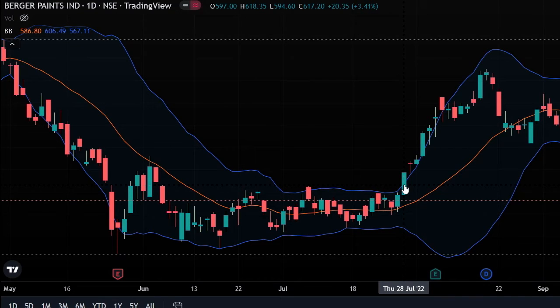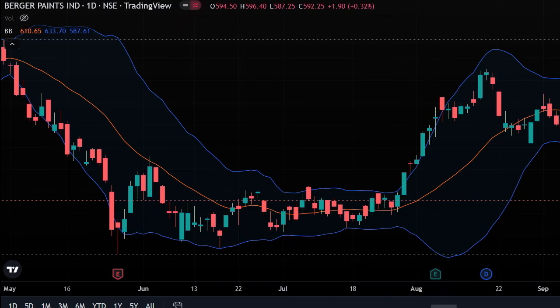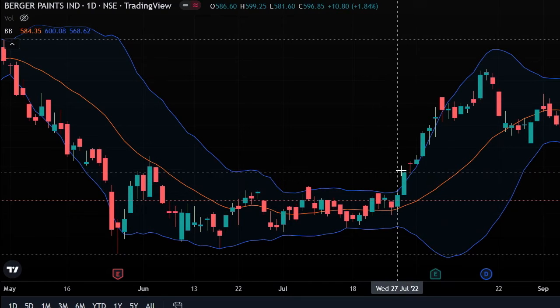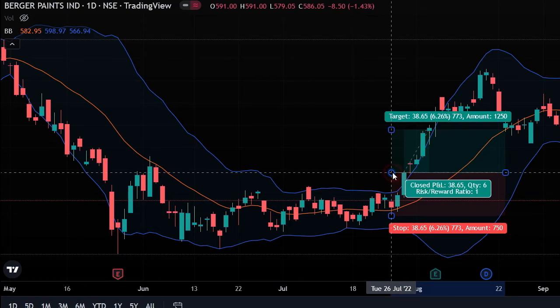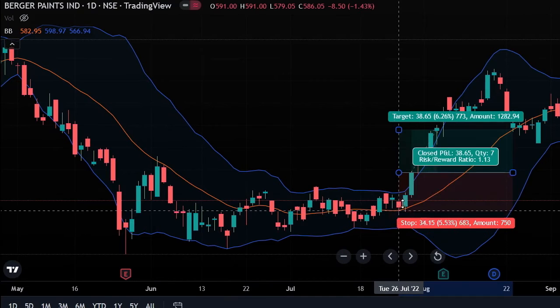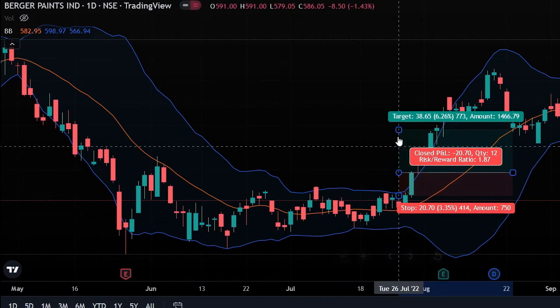So we can take entry at the high of the breakout candle, and SL will be at the low of the breakout candle, and you can see we are getting a reward of around 1:4.